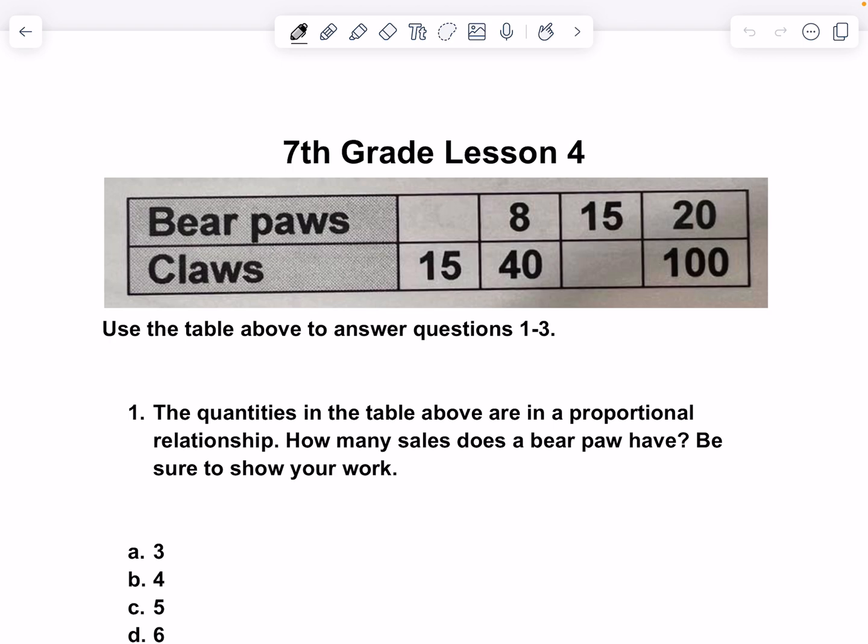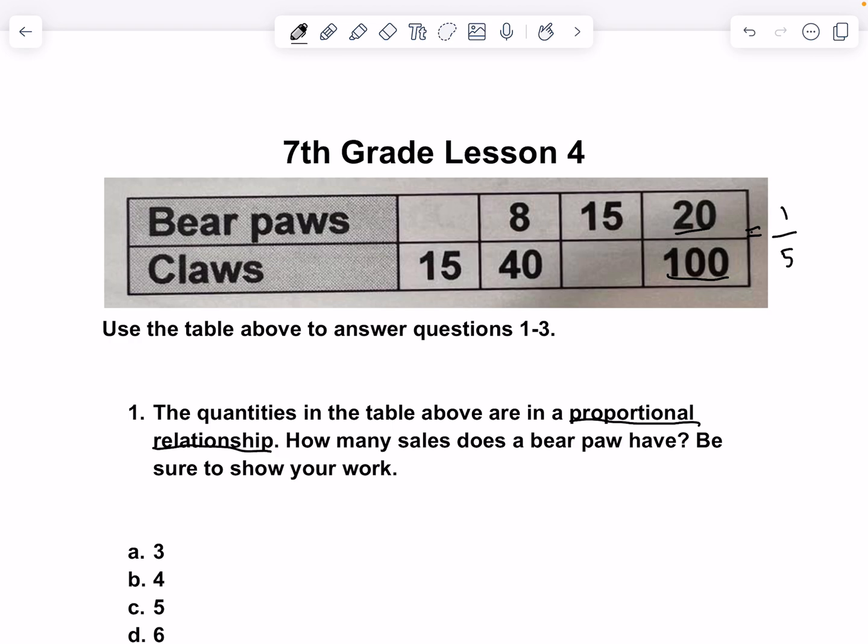Here we have a table with the number of bear paws and claws. Number 1 says the quantities in the table above are in a proportional relationship, so the ratio will be the same for all the numbers. We first find the ratio: 20 over 100, and we can divide both numbers by 20. That gives us 1 over 5, so the ratio for all of these numbers will be 1 over 5.